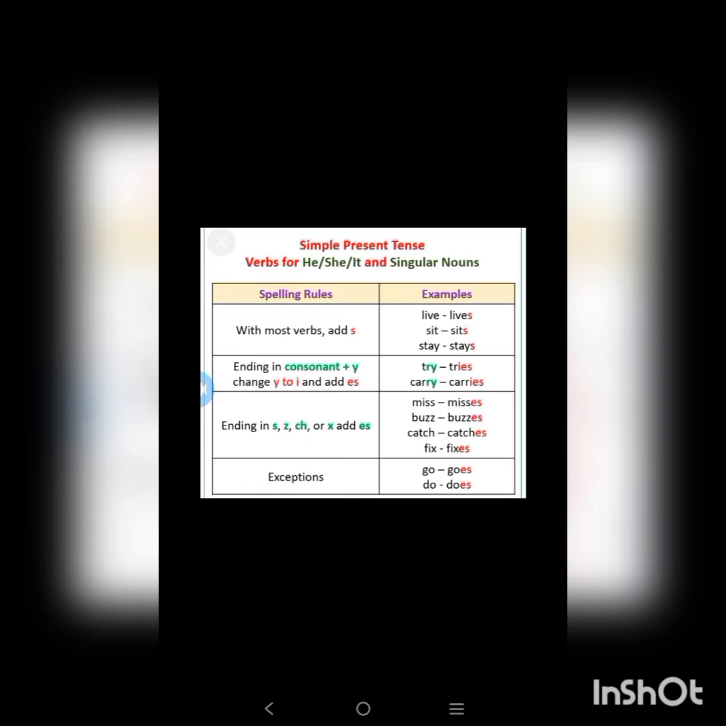the sun rises in the east. This is a universal truth. No one can change this, because it was proved, right? The earth is round in shape. So these are universal truths. To express these universal truths also, we will use the simple present tense.